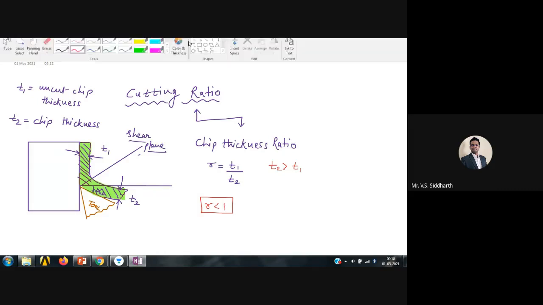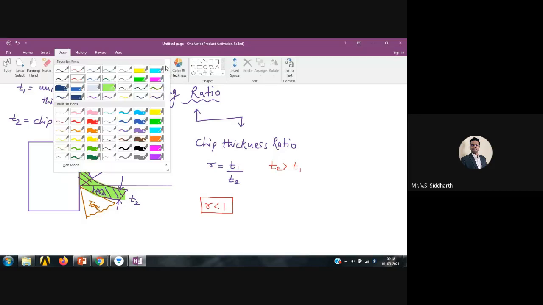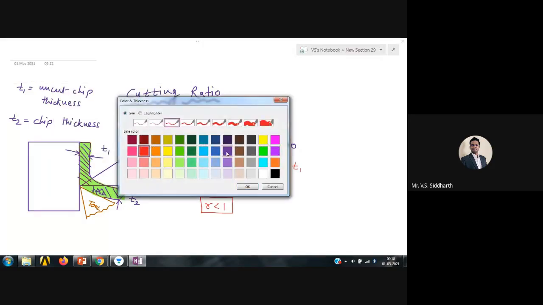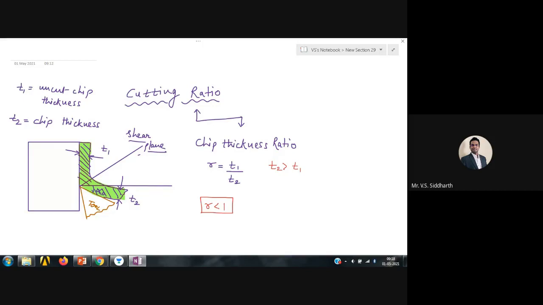Similarly, one more ratio you have. That ratio is known as chip reduction ratio. The chip reduction ratio is denoted by R dash, which is T2 by T1, and since T2 is always greater than T1, this T2 by T1 ratio R dash is always more than 1. This is less than 1 and this is more than 1.